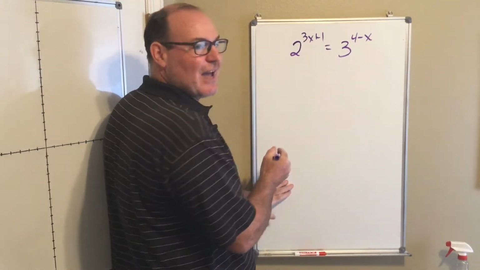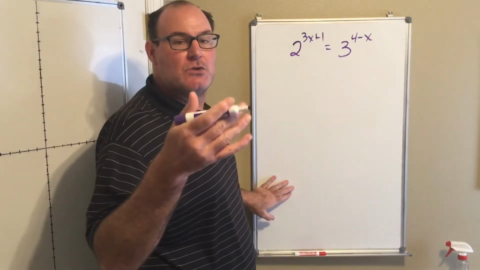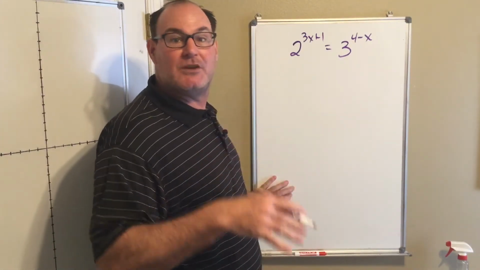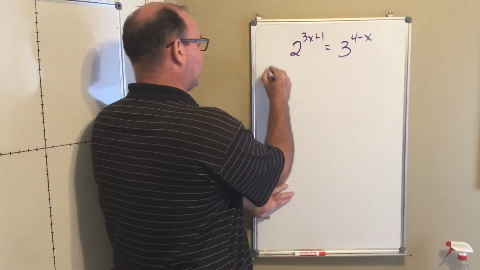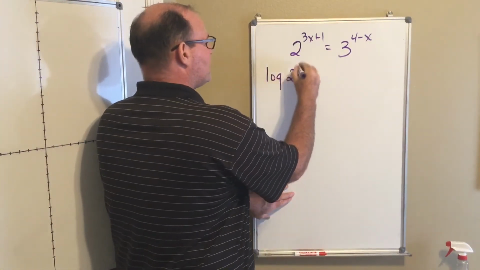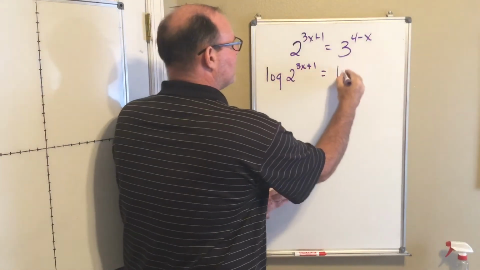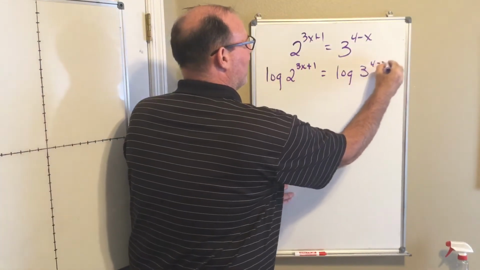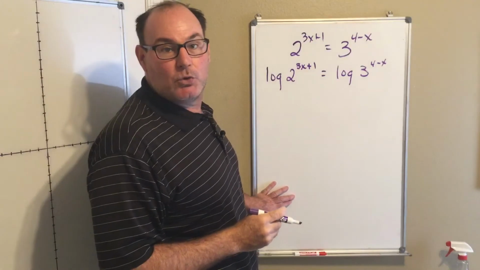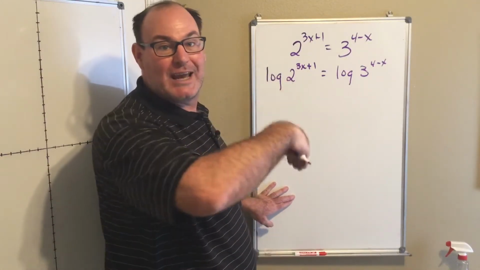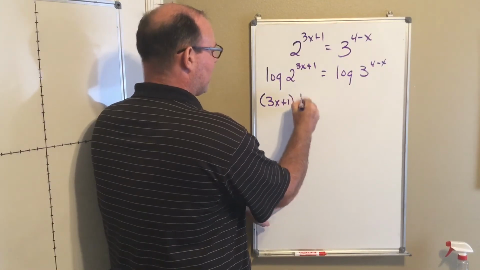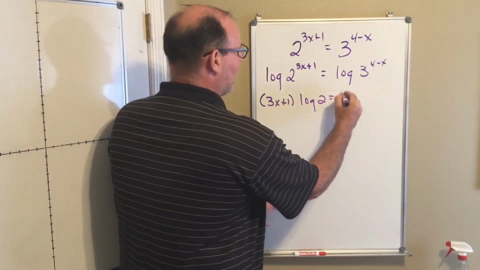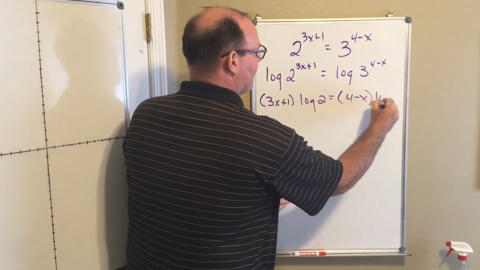So here goes. First step, I'm going to take the logarithm. Again, you can use any base on your logarithm. I'm going to do log base 10, the common logarithm, to make it easier for you to use your calculator. So we've got log 2 to the 3x plus 1 is equal to log 3 to the 4 minus x. The power rule of logarithms says I can bring those powers down to the front. I'm going to use parentheses so that I don't forget to distribute later on, which will be my next step.